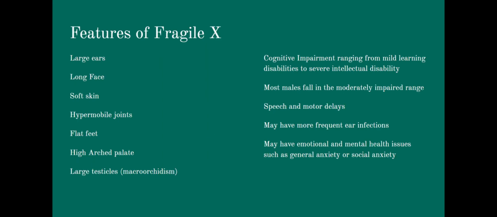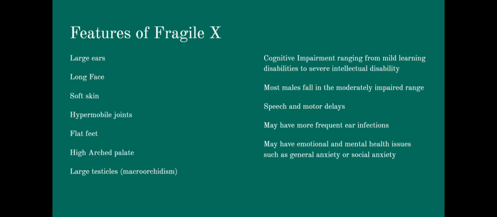Now, features of Fragile X, we saw that picture and I showed you that cute little boy. Large ears, very characteristic of this syndrome. A long face, particularly in the forehead. Smaller, pointier chin, soft skin. People are double jointed, particularly in the finger joints, flat feet, a high arched palate, larger testicles because that protein again concentrates, so you get a swelling in the testicles called macroorchidism.